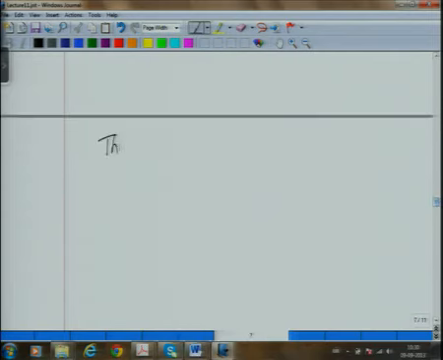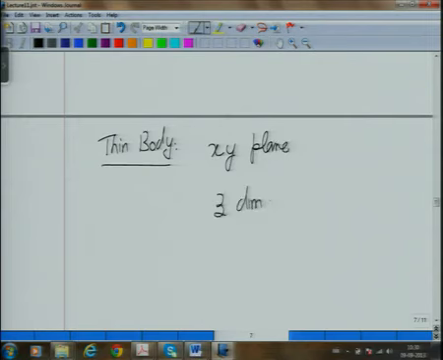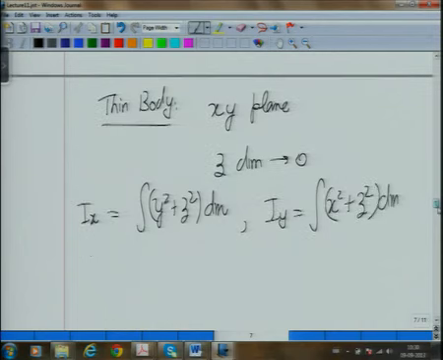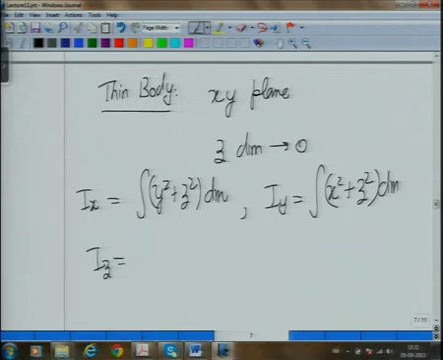If we have a thin body, how do we find the moment of inertia of a thin body? That means the body is in the xy plane and the z dimension is almost 0. Now, here Ix will be equal to integral y square plus z square dm, Iy is equal to integral x square plus z square dm, and Iz, which is perpendicular to the thin plane, will be integral x square plus y square dm.